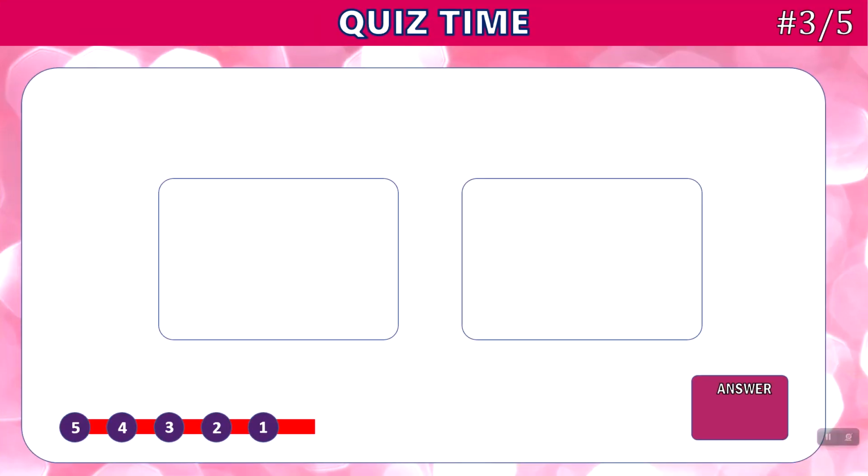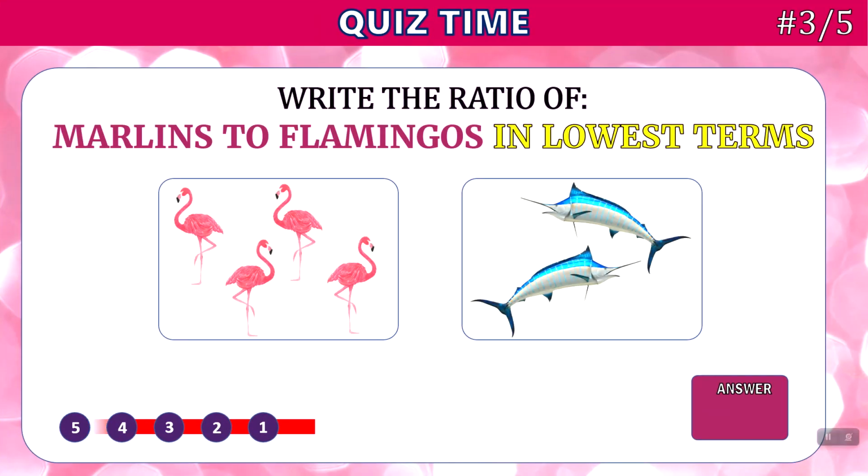Question 3. Write the ratio of marlins to flamingos in lowest terms. Did you get it? There are 2 marlins and 4 flamingos, but each one of those numbers can be divided by 2. 2 divided by 2 is 1. 4 divided by 2 is 2. So our ratio is 1 to 2.